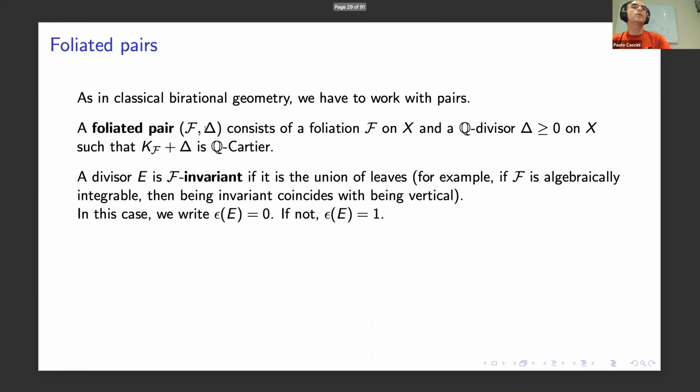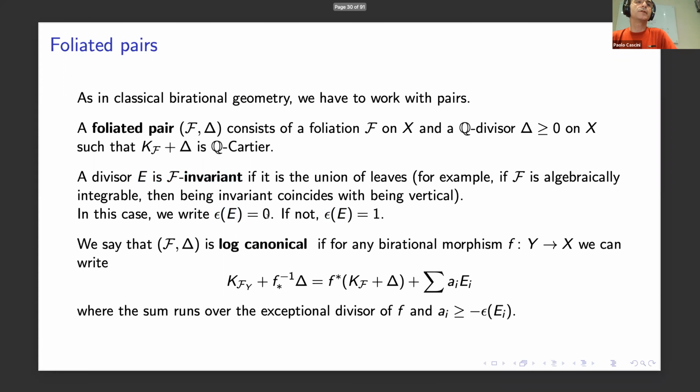But why do I do this? Well, the reason is that we'll see in a moment that adjunction behaves differently, whether E itself is invariant or not. So before I talk about adjunction, let me talk about log canonicity. I would just denote by epsilon(E) equal to 0 if E is F-invariant. Otherwise, epsilon(E) is equal to 1. We will not need this number for very long, but just to make the definition of log canonical. And then I will try to justify why this definition behaves like this compared to the usual definition of log canonical.